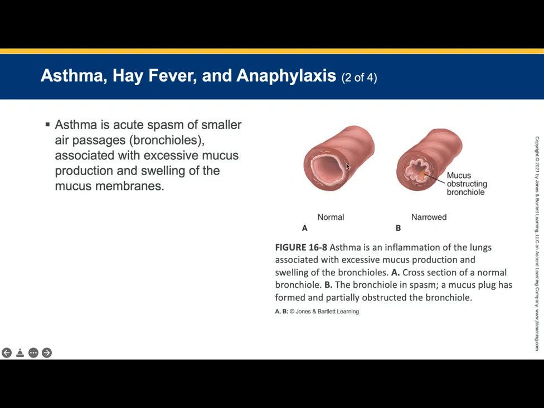passages of the airway. So asthma is an acute spasm of the bronchioles associated with excessive mucus production and swelling of the mucous lining of the respiratory passage. So here you see how it's already swollen and aggravated. Now we have mucus that's lined in here, and we're unable to get that out of our way.